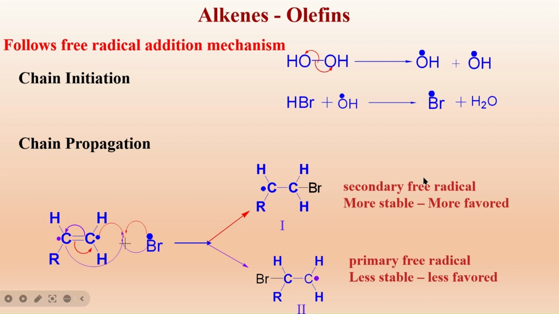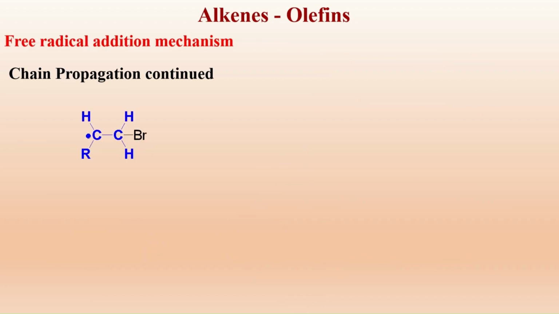The more the stability of the intermediate, the more is the formation of the forward product. As this is formed in more quantity, 90% of the reaction occurs to give the secondary free radical. And this secondary free radical, which is more stable, combines with water, H2O.